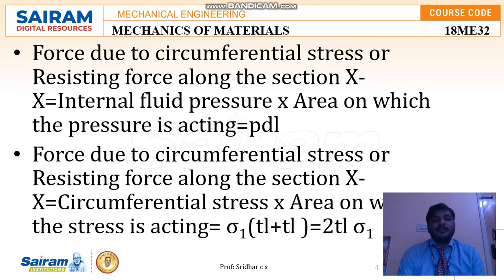In the previous step we found the force from the internal pressure. Now we need to find the circumferential stress acting inside the cylindrical shell. The notation can be sigma 1 or sigma c. The resisting force is sigma c into t into L, plus t into L, so two times the thickness along with the length into the circumferential stress. This is the notation we use to find the circumferential stress.